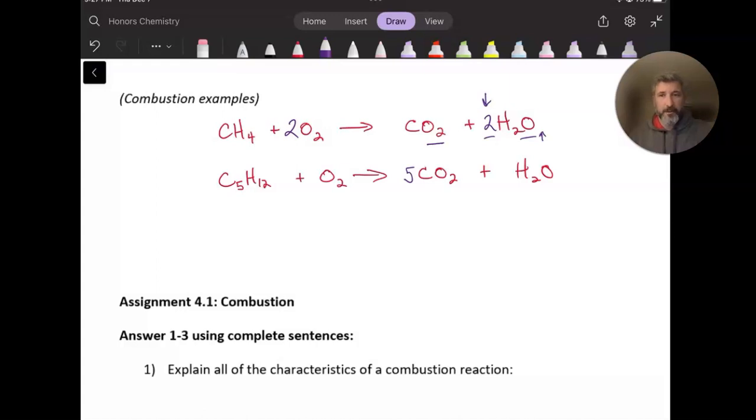And I have 2 on the... I have 12 on the left and 2 on the right. So I need to multiply that H2O by 6, right? And that will give me 12 hydrogens on both sides.